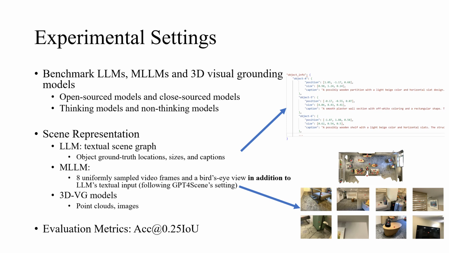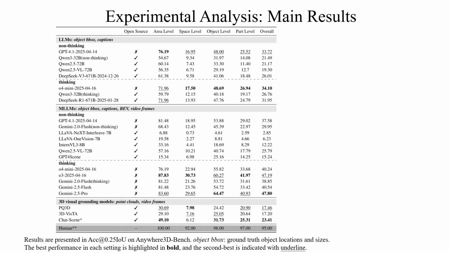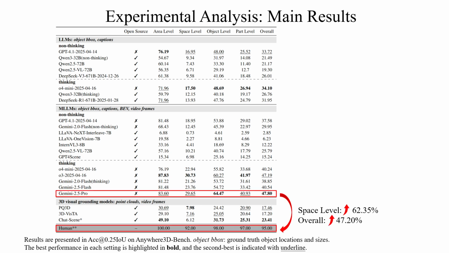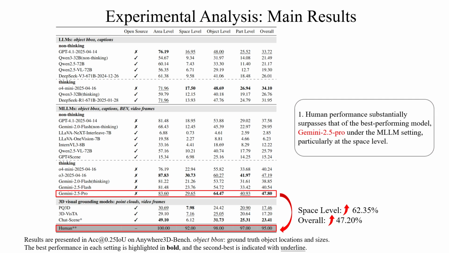Through a comprehensive evaluation of these 3 types of models, we arrive at the following observations. Human performance substantially surpasses that of the best-performing model, Gemini 2.5 Pro, under the MLLM setting, particularly at the space level.